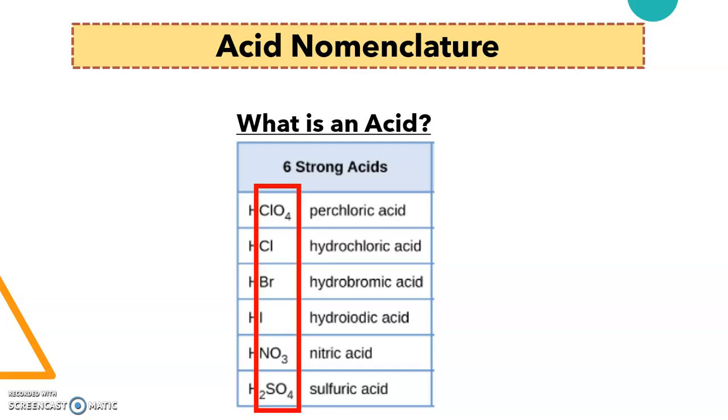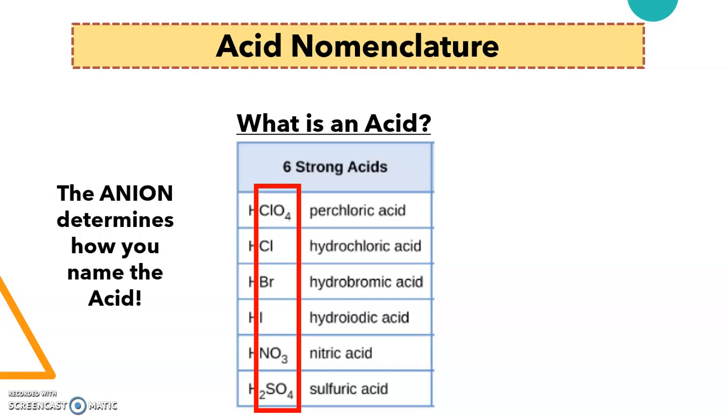Notice also that there's usually an ion attached to them, a negative ion. Those ions can be in a whole bunch of different forms, and that's what we're going to use to name an acid. So again, acids always have an anion, a negative ion, in them, and these anions are all different. The type of anion you have determines how you name the acid. So let's start to categorize these anions.